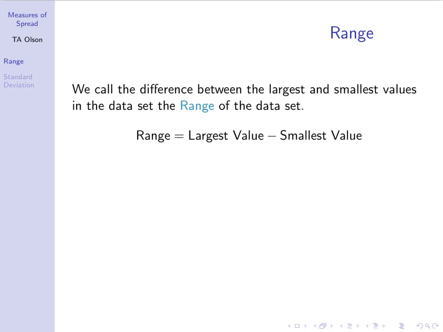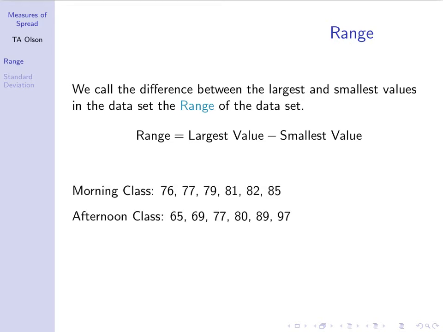So the first thing we could do is see that there's a pretty big difference between the smallest and largest points in our data set. The most straightforward thing we can do is calculate what's called the range of the data. The range is simply the largest value of the data set minus the smallest value of the data set.